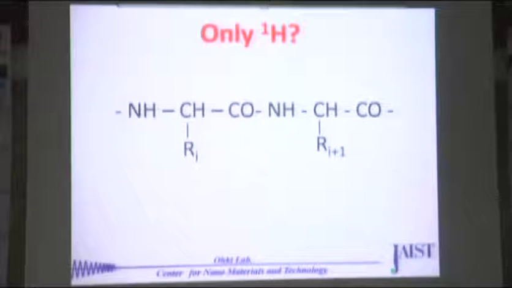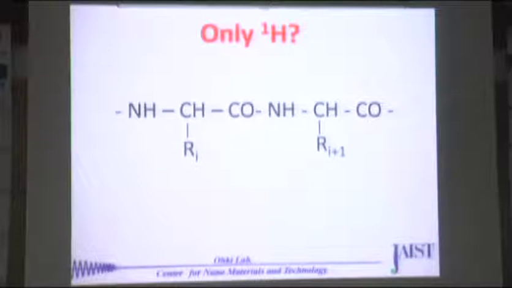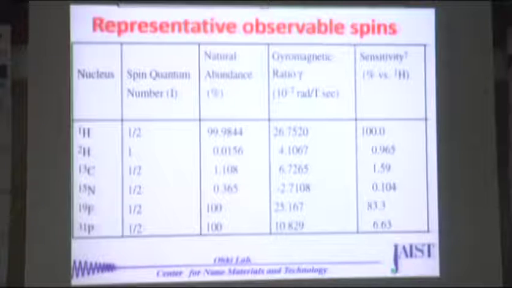So think about protein structure. This is the protein backbone, NHCHCO, NHCHCO. This is one amino acid residue. Here is the side chain of residue i, and here is the side chain of residue i plus 1. Now we are discussing only proton NMR. There are many other atoms in the protein structure, you know. For example, nitrogen is here, here, and carbon is here, here, here, here. So let's move to text. NMR can detect many spins.